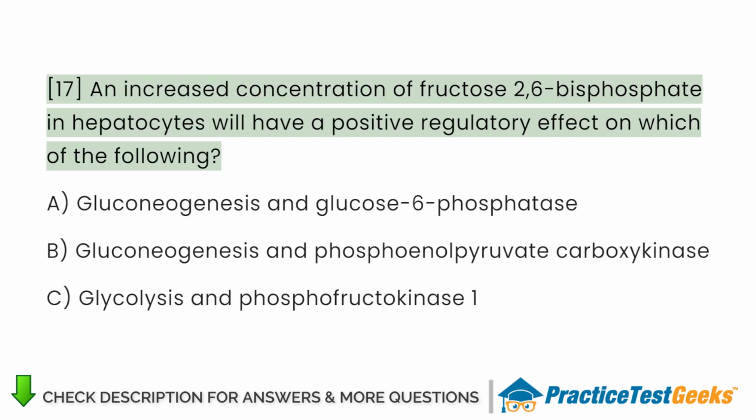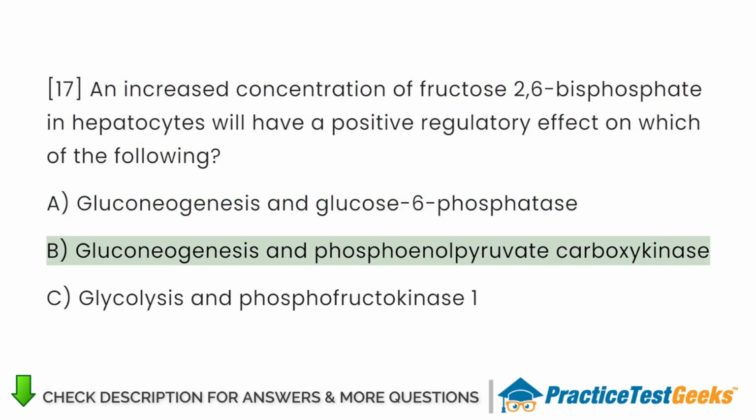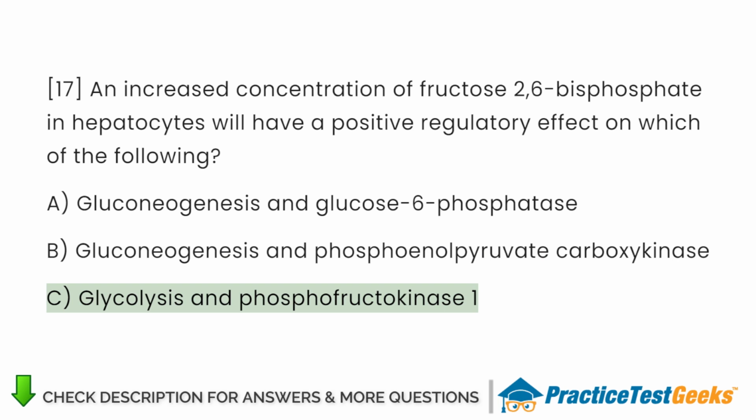An increased concentration of fructose 2,6-bisphosphate in hepatocytes will have a positive regulatory effect on which of the following? A. Gluconeogenesis and glucose 6-phosphatase. B. Gluconeogenesis and phosphoenolpyruvate carboxykinase. C. Glycolysis and phosphofructokinase 1.